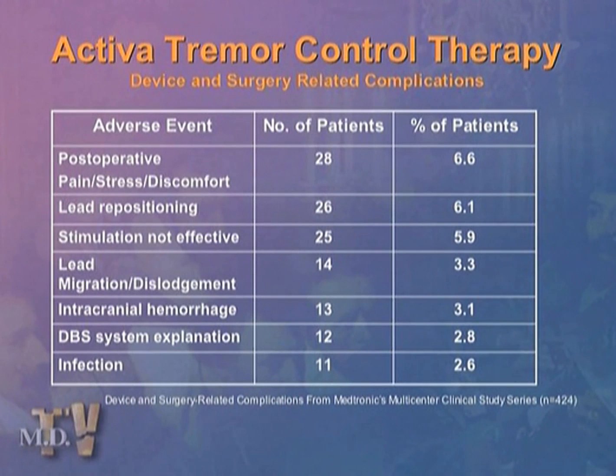Now, one of the significant concerns is device and surgery-related complications. And what are they? Well, they all run by and large less than 6%. The patient may need to have the lead repositioned. They may have a stimulus that is not effective, and they may have to have some other procedure or more medication. The lead or the electrode may migrate and actually pull up a little, about 3% may have intracranial hemorrhage, and about 2% or slightly more can have some infection.